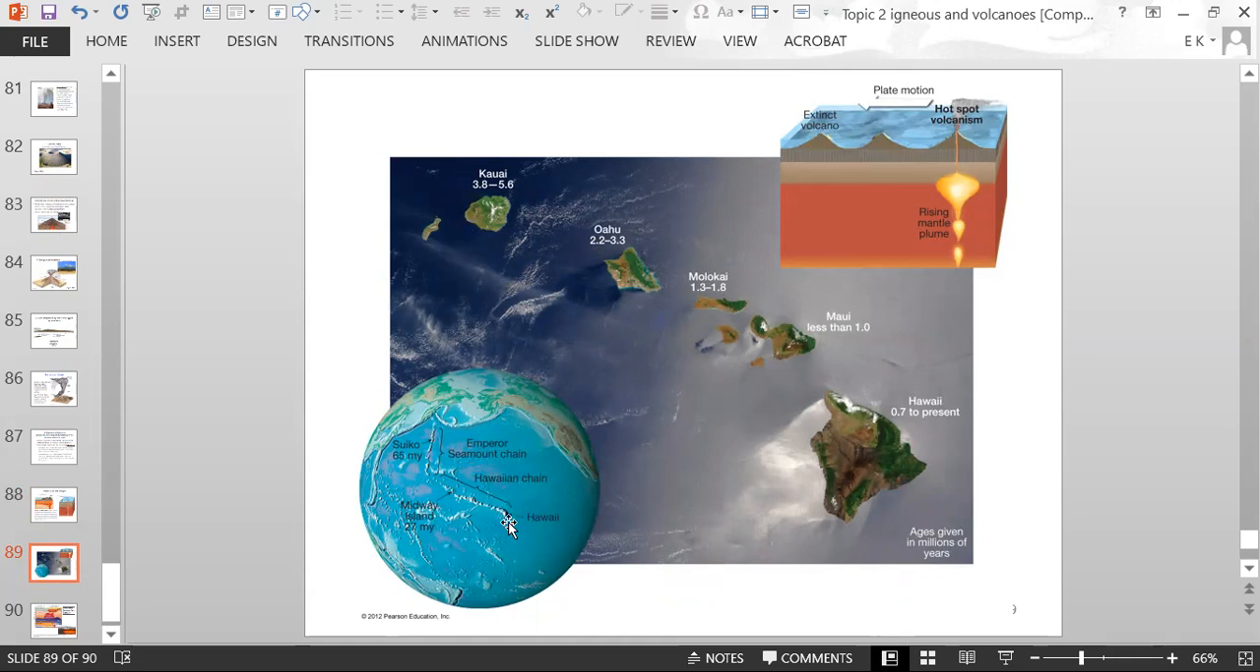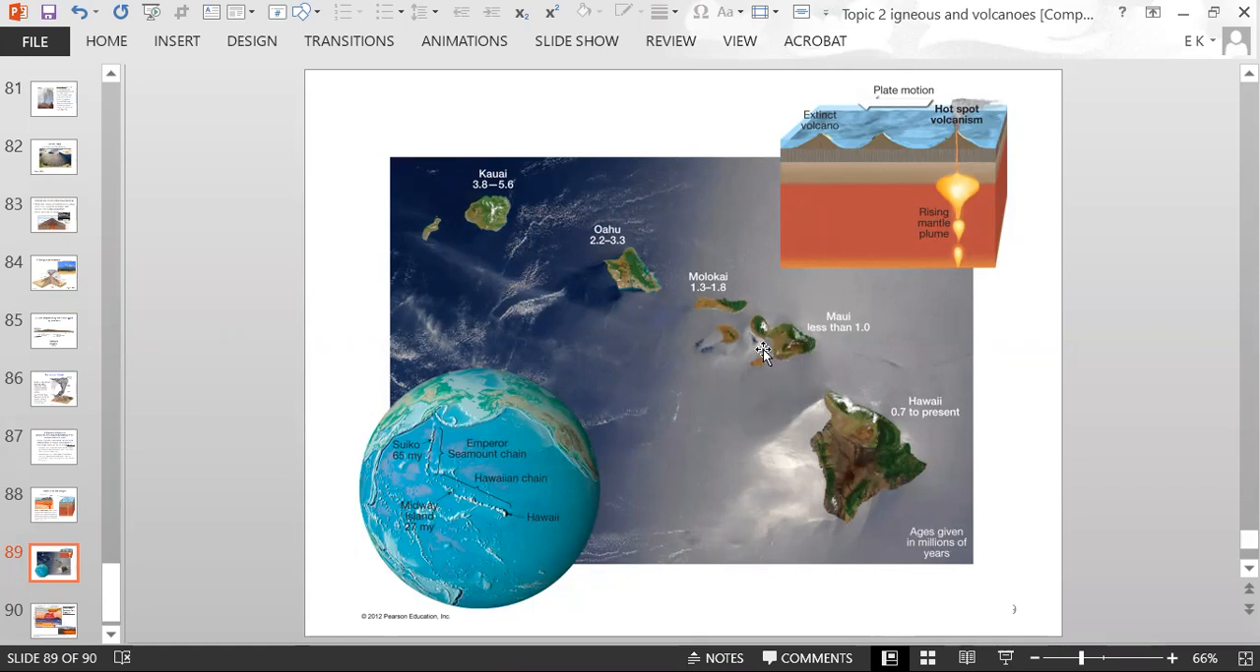So here's Hawaii. This is like the young volcano here. And then these are the older Hawaiian Islands. And then you have the Emperor Seamount chain, which is even older. So Hawaii, like this island of Hawaii, is 0.7 million years old to the present. So it still erupts every once in a while.